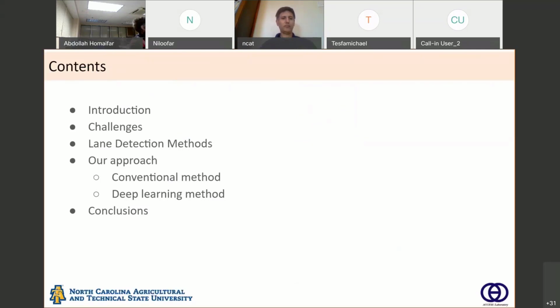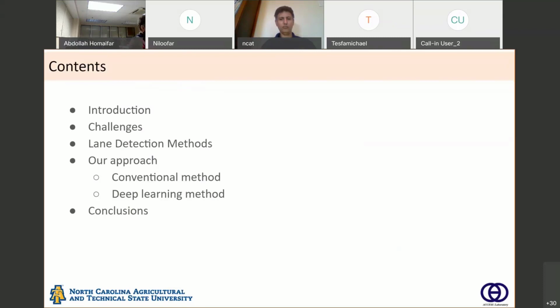First, I'll give you a very brief introduction about lane detection, and then I'll talk about the main challenges to lane detection systems in general. And then I'll talk about the common lane detection methods. And then I will try to give you some detailed information about our approach that we have been developing here for our AutoDrive challenge, as well as part of the Access Lab.